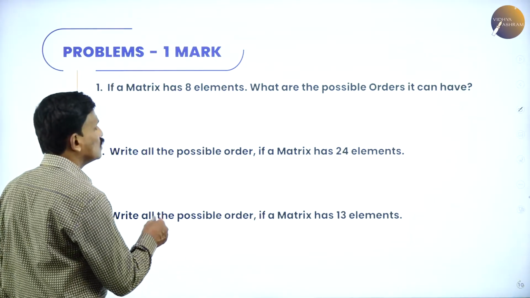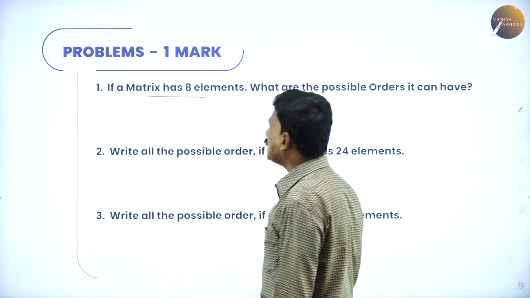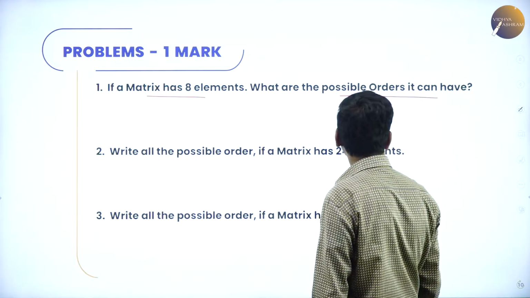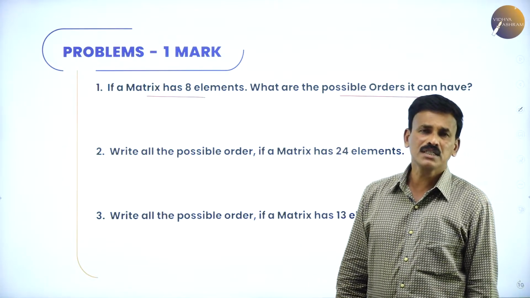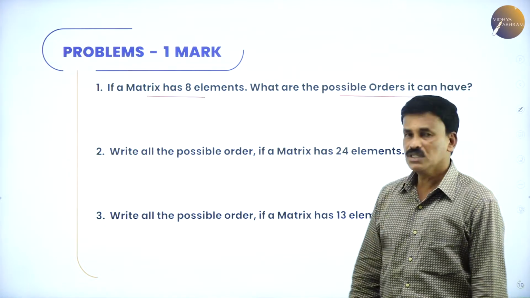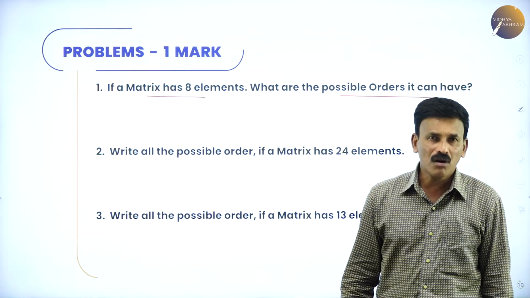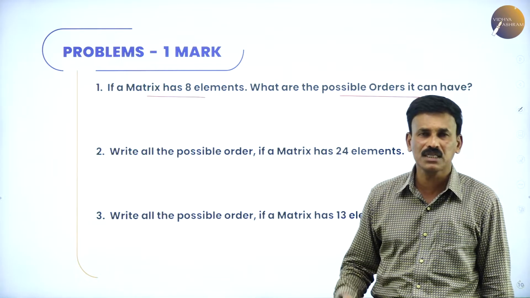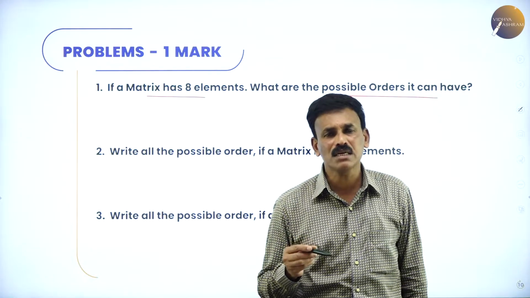the construction. Now let us come to your 1 mark problems. If a matrix has 8 elements, what are the possible orders it can have? Suppose a matrix has 8 elements, then what are the possible orders that we can construct from this 8? As I told, if a matrix contains m into n order, then it contains m into n number of elements. Suppose if a matrix contains 2 into 3 order, then it contains 6 elements.